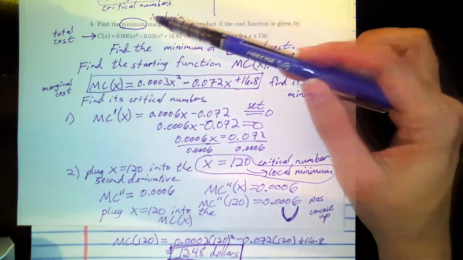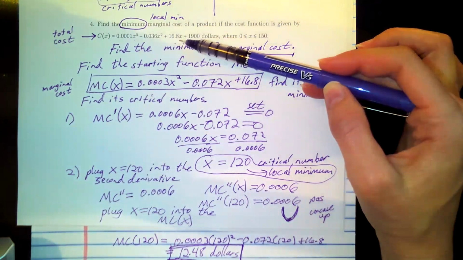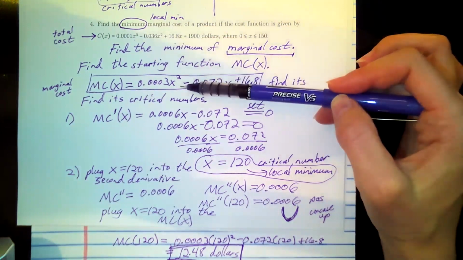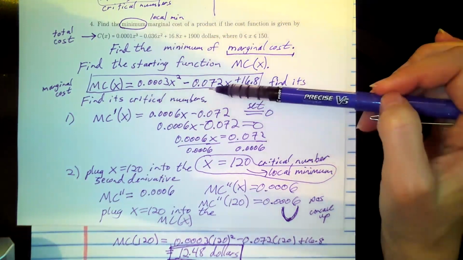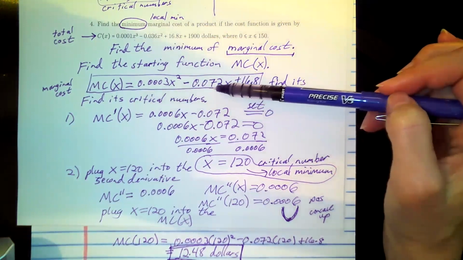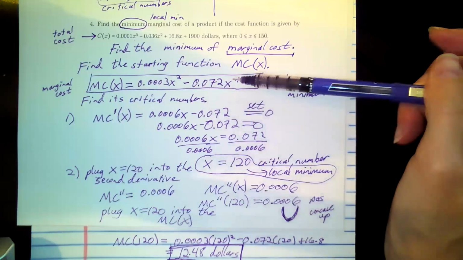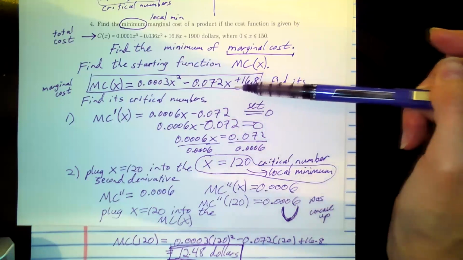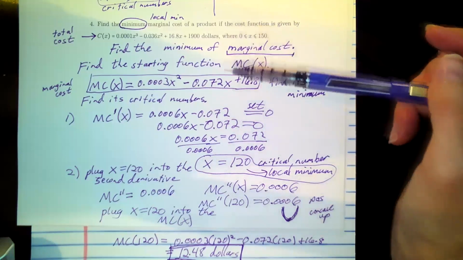It said find the minimum marginal cost, but they didn't give me the marginal cost function, so I had to build it. How do you get the marginal cost function? You take the derivative. So what we did, we took this cost function, take the derivative, and this is your starting point. This is your ground zero. This is your marginal cost function, so then you have to find the critical numbers of it. Take its derivative, set it equal to 0, and so on. But this is your starting point. You have to manufacture the function because they didn't give it to you. And you have to manufacture it by taking the derivative of C.